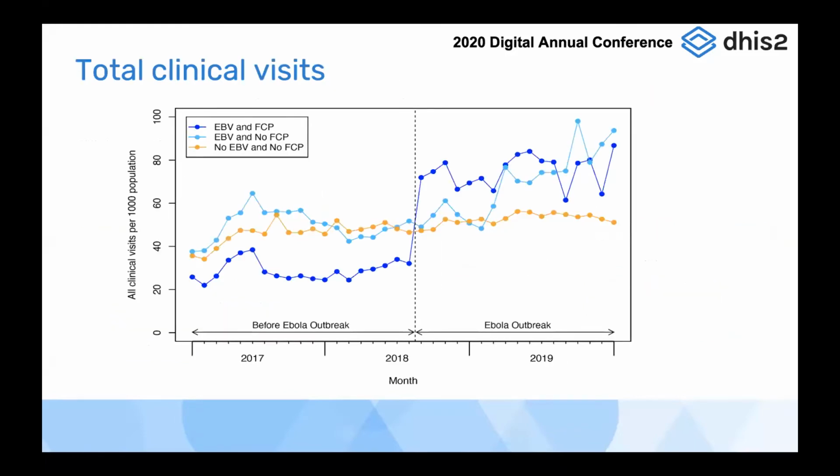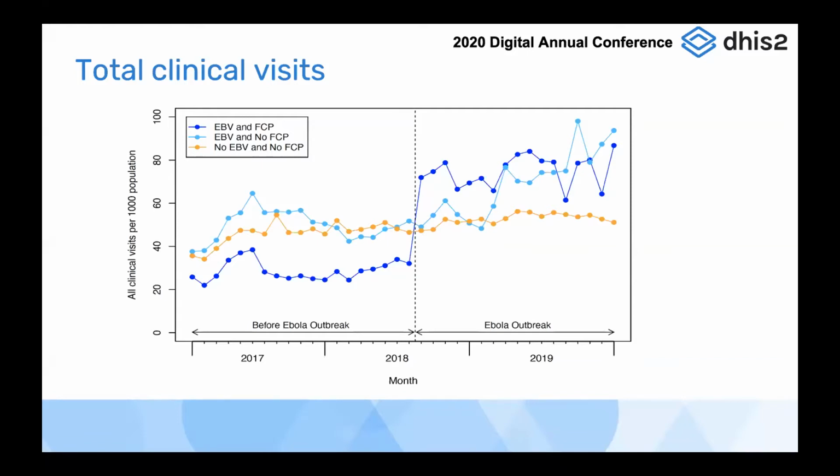What did we find? As you can see on this monthly time series of clinical visits, we found that immediately following the introduction of the free healthcare policy in the health zone affected by Ebola, the clinical visits more than doubled. And this gain, as you can see, remained throughout the outbreaks relative to our control group, which is the orange time series here. However, when you look at the region with Ebola without the free healthcare policy, there was no immediate increase in service use following the outbreak.